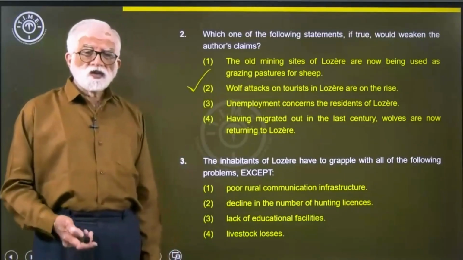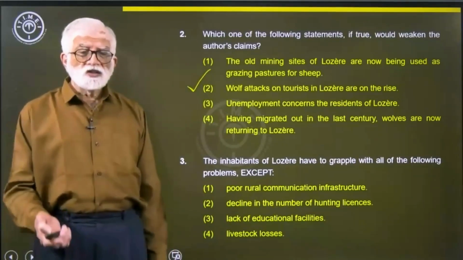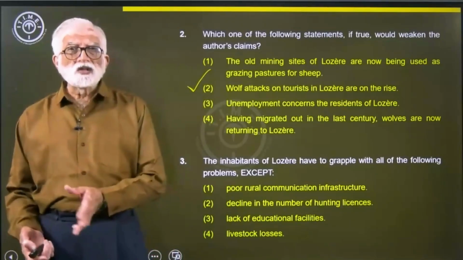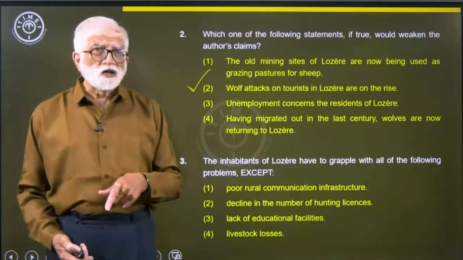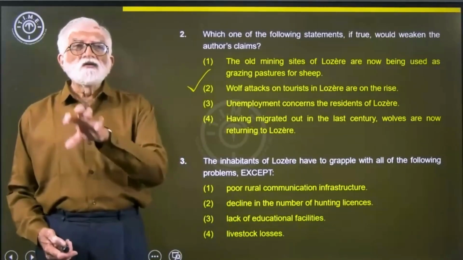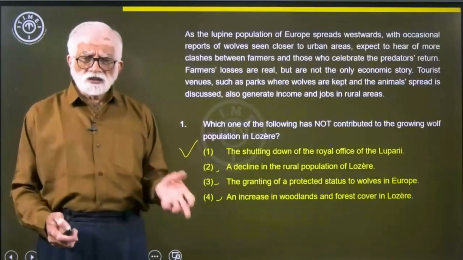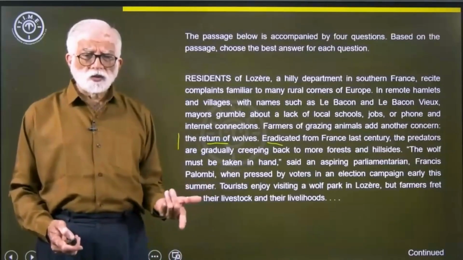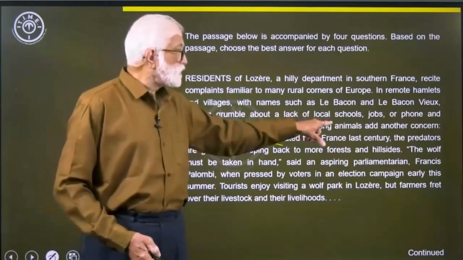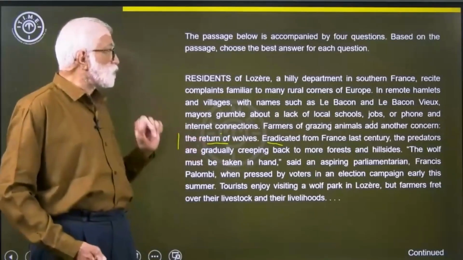Looking at the next one, the inhabitants of Lozère have to grapple with all of the following problems except, and this comes straight out of the passage. This tells you exactly what the passage says are the problems that they have. It was discussed in the first paragraph. In addition to that, farmers have a problem, which is wolves are coming back. So, what are the things that we have there? Let's just look at that, just to make sure that we are clear about it. So, we are saying there is a lack of schools, there is a lack of jobs, there is a lack of phone and internet connections, and there is also the return of wolves.